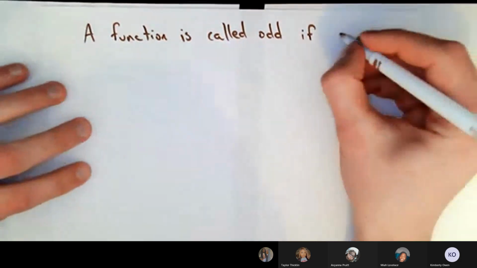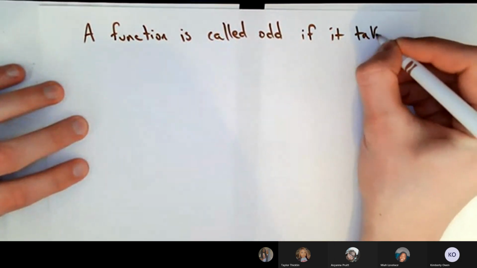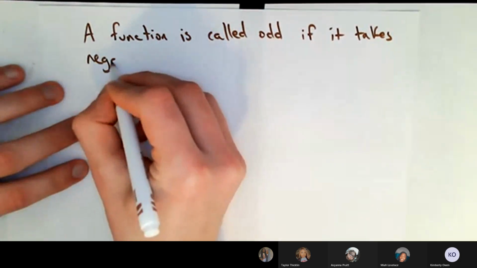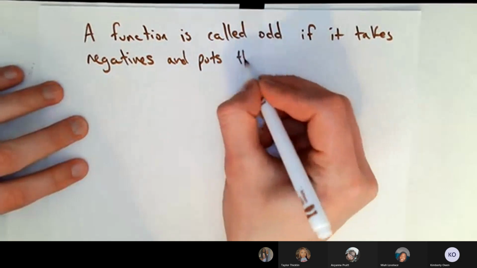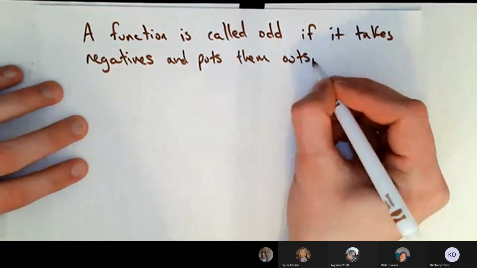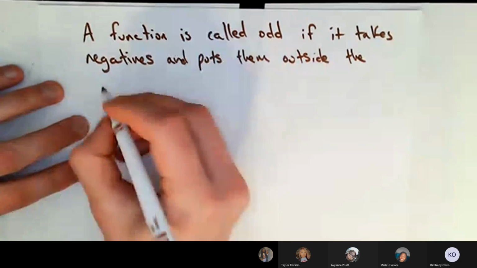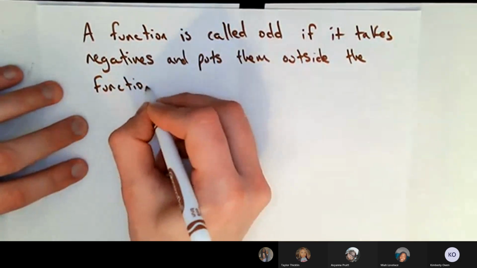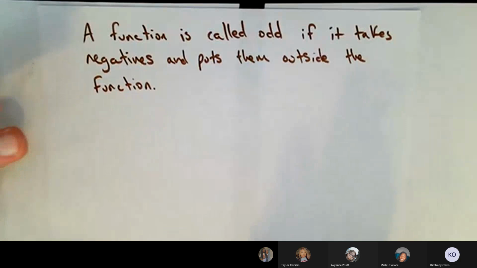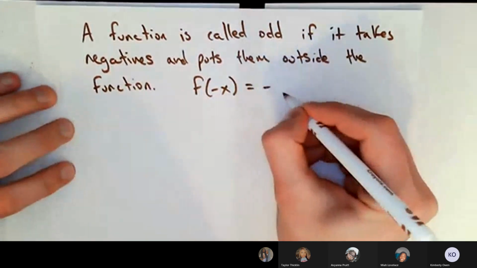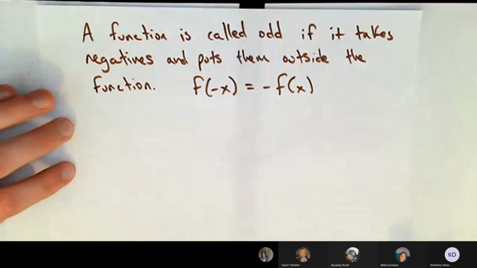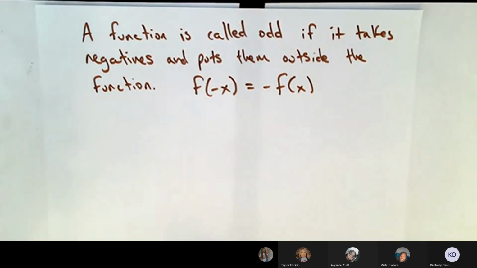Not if it absorbs negatives, but if it takes negatives and puts them outside the function. All right, what does that mean? Well, algebraically, that means if you try to give it a negative inside the function, then it just spits it out on the outside. So it doesn't absorb it. It doesn't just take it in like an even function and give you nothing. It takes the negative in and spits it out on the outside of the function.